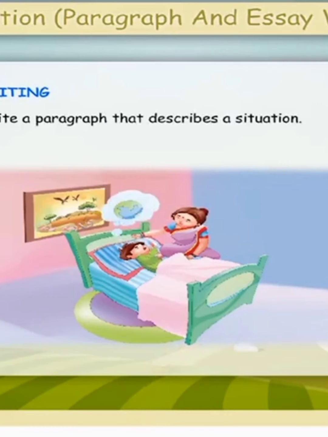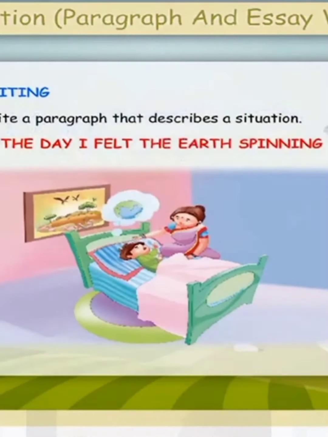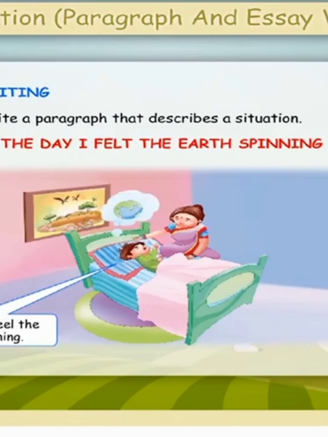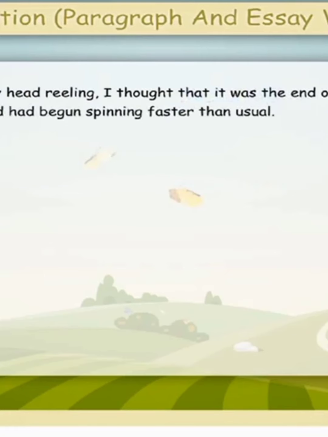Now let's have a look at another paragraph writing composition. How are we supposed to write a paragraph? Let's see. I felt the earth spinning. Mom, I can feel the earth spinning. The day I felt my head reeling, I thought that it was the end of the world. I thought the world had begun spinning faster than usual.